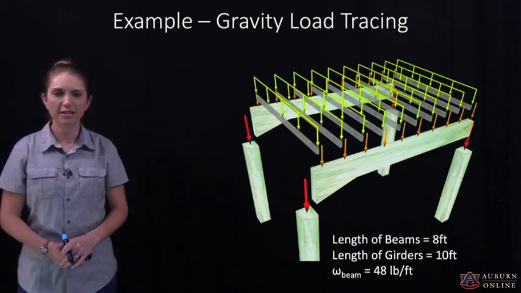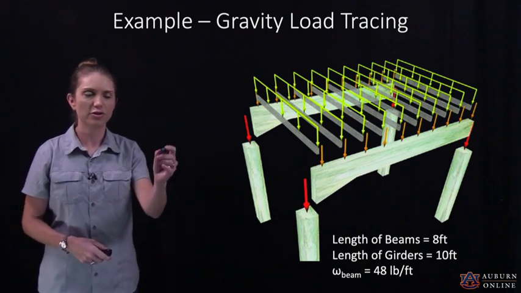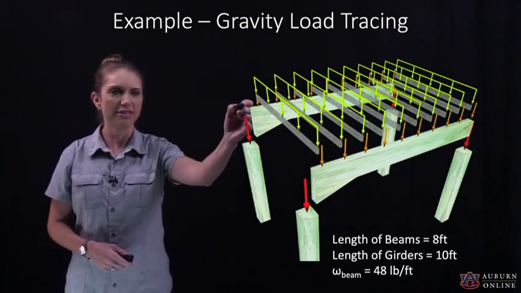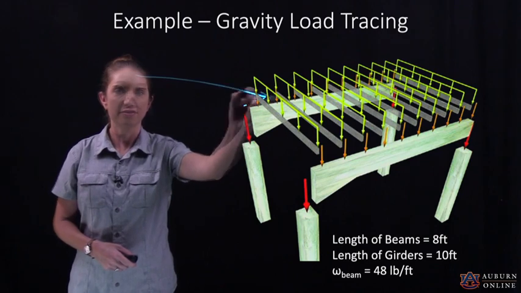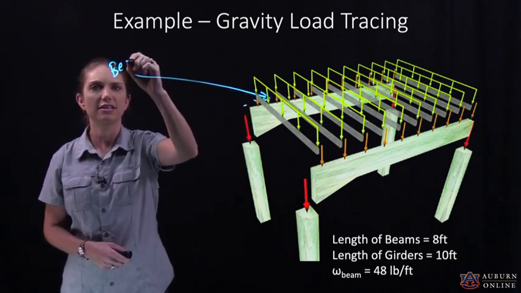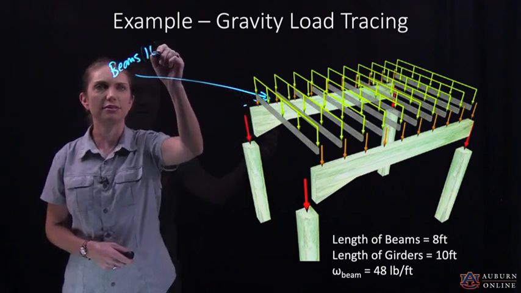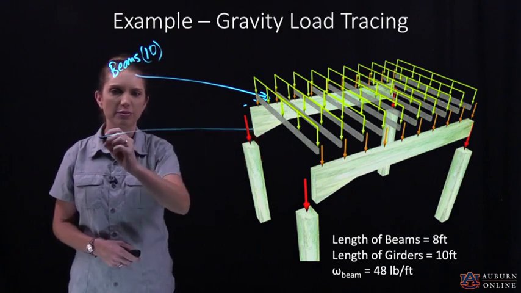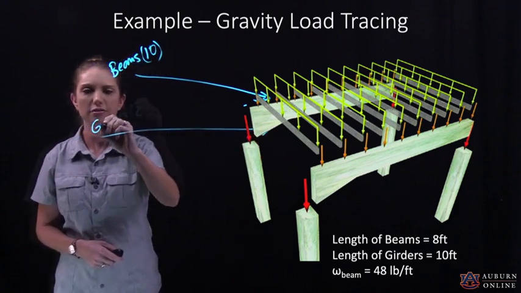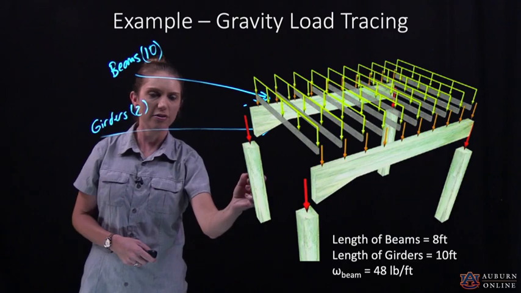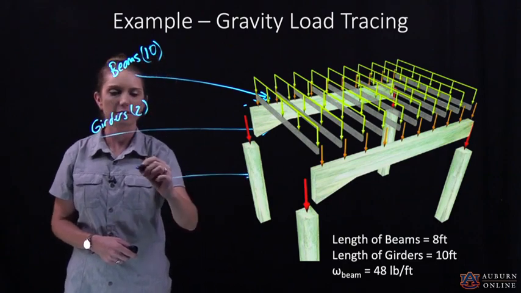What we have here is a system of structural elements. So if we start at the top here, we have beams. So we have actually 10 of these structural beams. Supporting the beams, we have 2 girders. And supporting those girders, we have 4 columns.